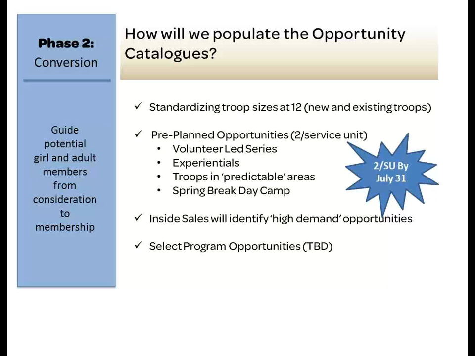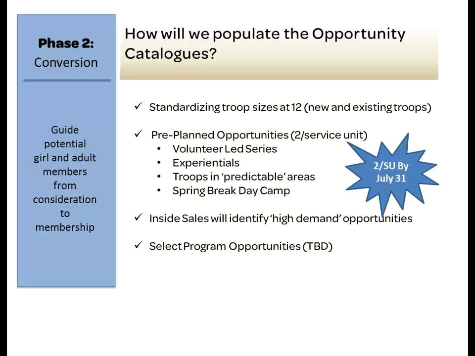Inside sales will also be able to identify areas where there's a high demand for opportunities and communicate that back to both recruitment and community outreach. So maybe there are a lot of leads coming in from a marketing campaign, and they're all in a particular area where we don't have a lot of opportunities. Inside sales would be able to see that and communicate back, again, with the recruitment and community engagement teams, and the teams would then brainstorm to figure out how would we create opportunities in those zip codes.